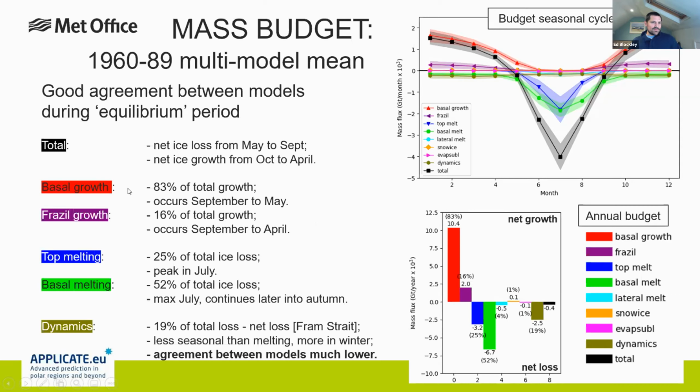They also agree pretty much that basal growth is dominating the growth of ice, and that basal melting is more important than top melting, although there's a few differences there. And all the models have net dynamical ice loss, which is, of course, mostly lost through the Fram Strait into the North Atlantic. But the agreement between the dynamics is a little bit more sketchy. I'll show in a minute.